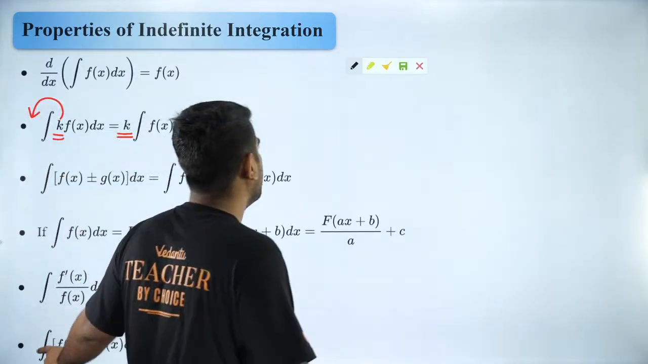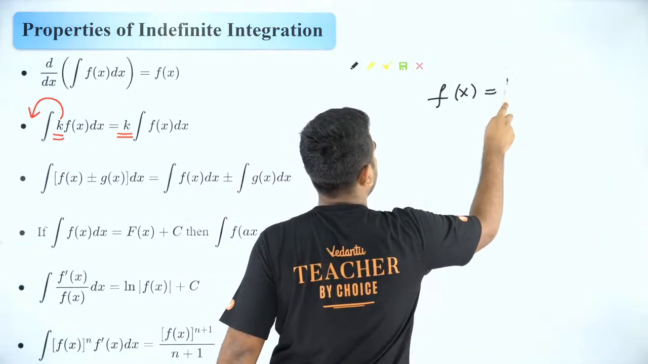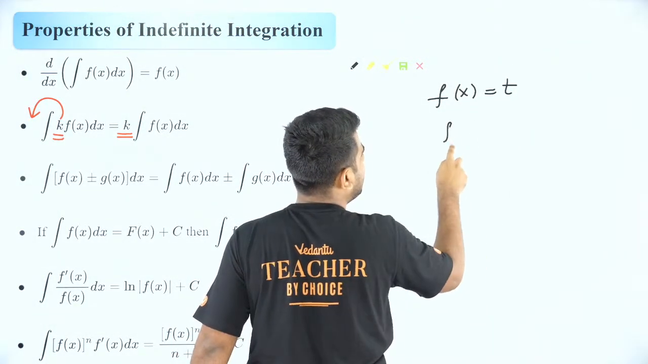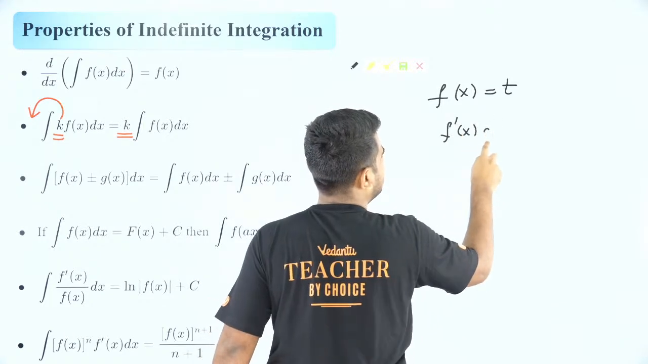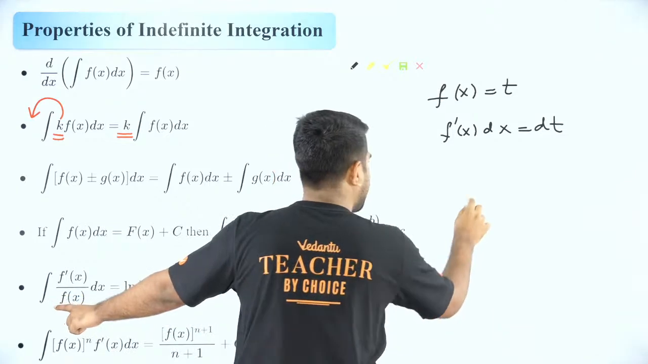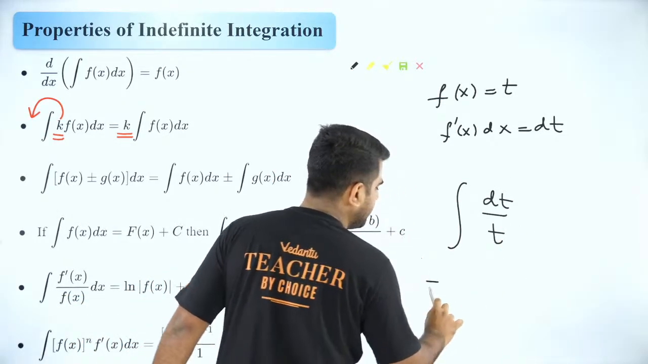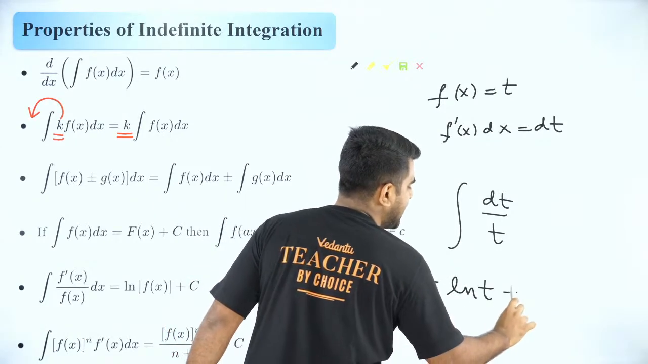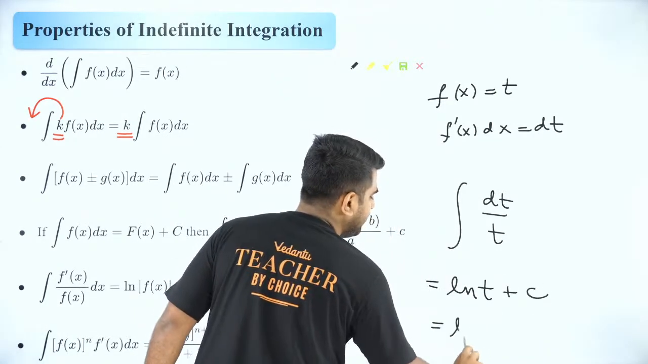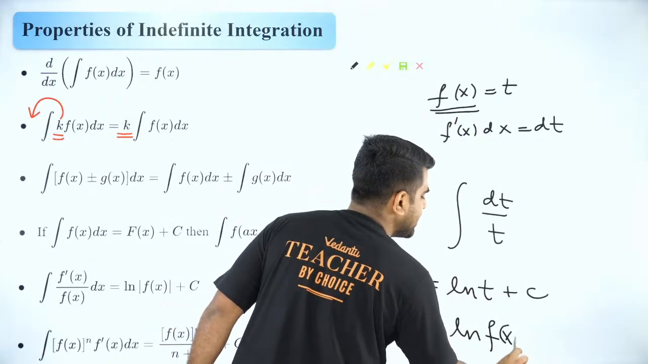So in the fifth one, I will take f of x as t. So I will get f dash of x dx as dt. So what will be my left hand side? It will become dt by t. And that is nothing but ln of t plus c. So ln of t means what? Ln of f of x plus c. Did you guys understand that?